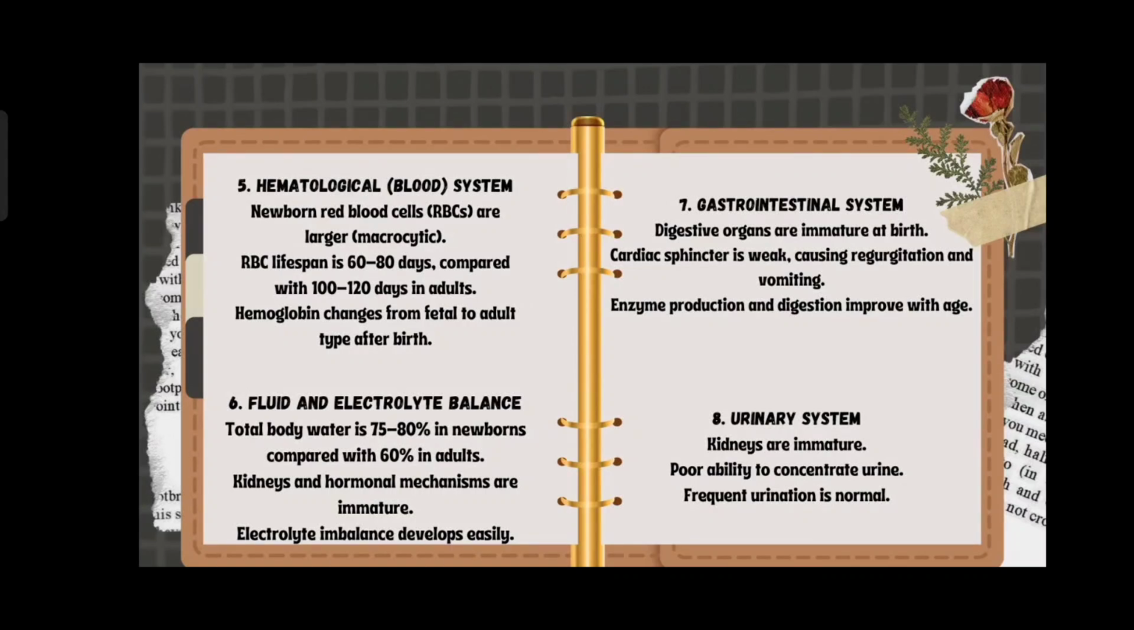Then the next one is the gastrointestinal system. Under that, the digestive organs are immature at birth. Then the cardiac sphincter is weak, which causes regurgitation and vomiting. Enzyme production and digestion will improve according to age. Then the next one is the urinary system. Urinary system means the kidneys are immature. They have a very poor ability to concentrate the urine, and frequent urination is normal in children.